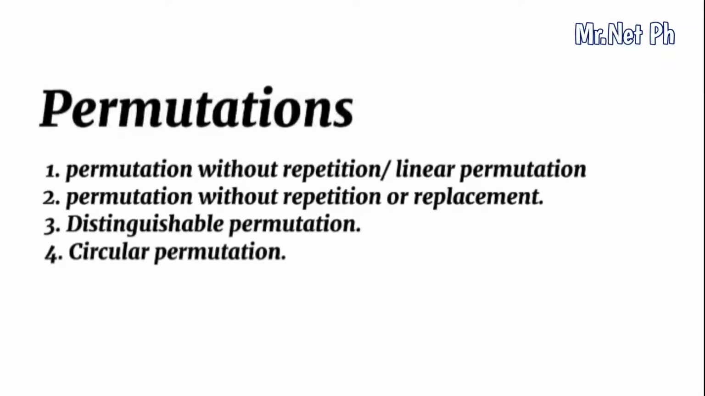So in permutation, there are types of permutation. Number 1, permutation without repetition or linear permutation. Number 2, permutation with repetition or replacement. Number 3, distinguishable permutation. Number 4, circular permutation. But we will focus on permutation without repetition or linear permutation and distinguishable permutation. So, in permutation without repetition, here is the sample.